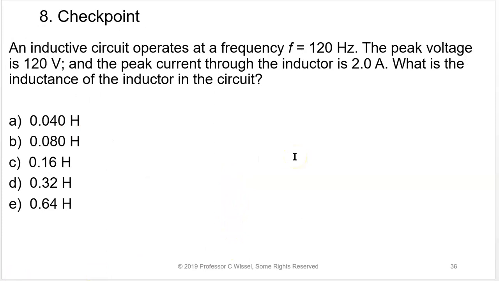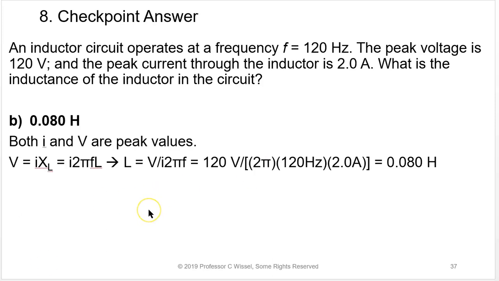An inductive circuit operates at a frequency of 120 hertz. The peak voltage is 120 volts, and the peak current through the inductor is 2 amps. What's the inductance of the inductor in the circuit? It ends up being 0.08 henries, or 80 millihenries.